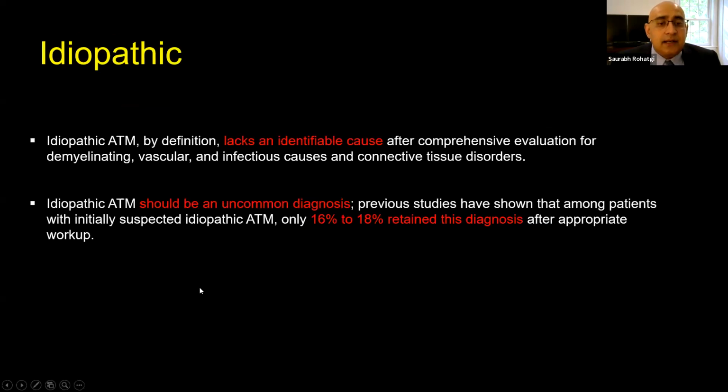So idiopathic acute transverse myelitis, by definition, lacks an identifiable cause after comprehensive evaluation. Once you have ruled out demyelinating, vascular, infectious or other connective tissue disorders, it is usually an uncommon diagnosis. Previous studies have shown that of patients who were initially suspected of idiopathic ATM, only 16 to 18% retained that diagnosis after full workup as to the cause of transverse myelitis.